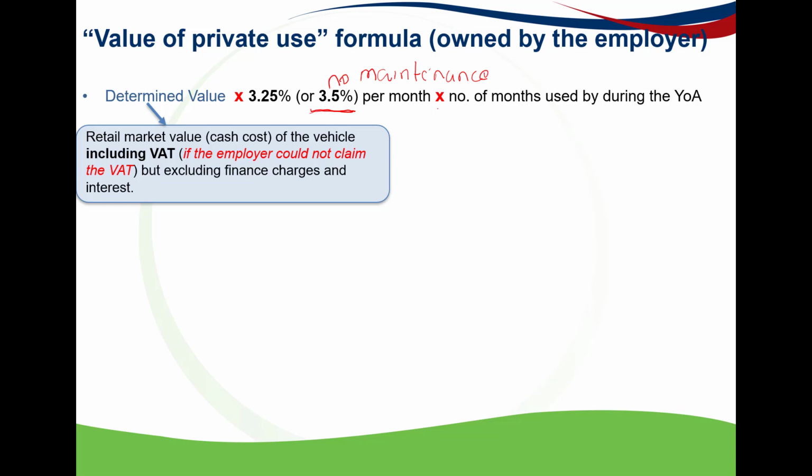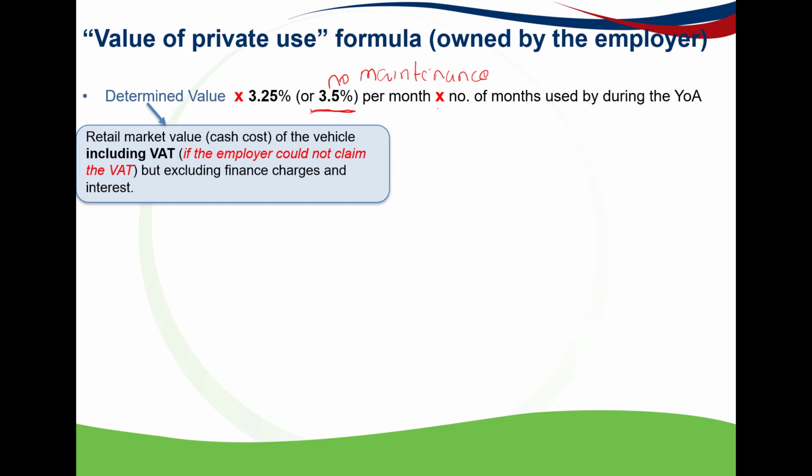However, if the employer could claim the VAT, then obviously the cost will be exclusive of VAT because the employer could claim that input VAT. But the determined value is excluding any finance charges as well as any interest. Please take note of that as well. So, just as a quick recap, the determined value is the retail market value or the cash cost, inclusive of VAT in most cases, and that would be if the employer could not claim the VAT, but excluding any finance charges as well as any interest.